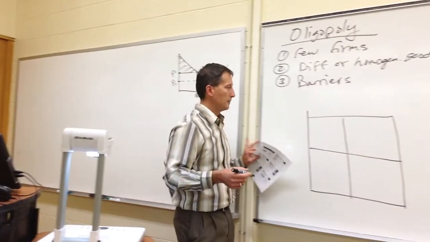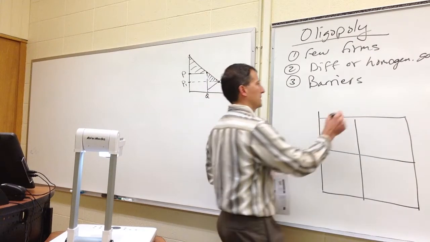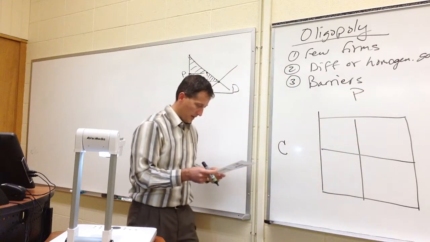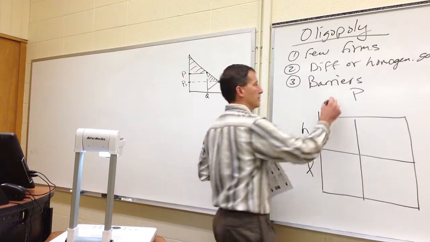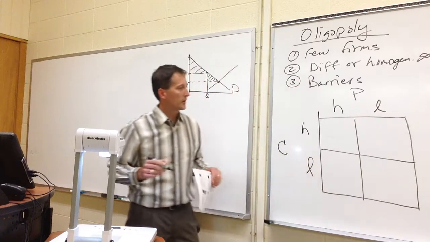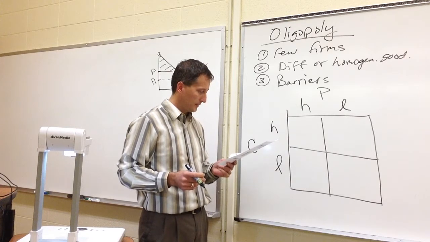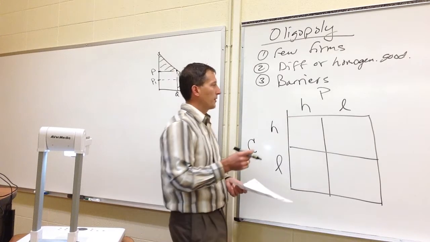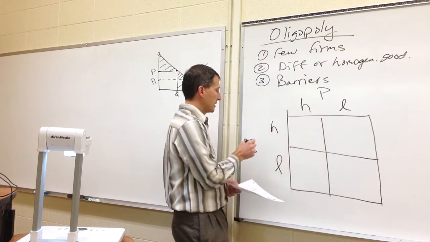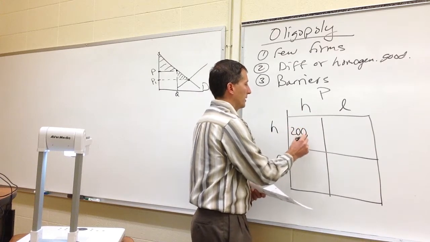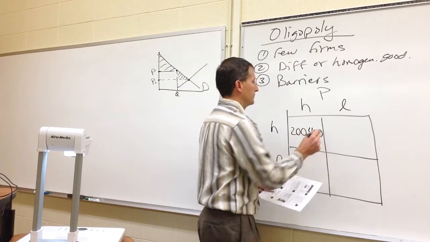But let's take good old Coke and Pepsi, and we're going to go with the high advertising budget or the low advertising budget. I'll try to ring a few bells for those of you who had me before, but I'm going to change the numbers around a little. So if both companies advertise or go with the high advertising budget, Coke earns $200 million and Pepsi earns $400 million.